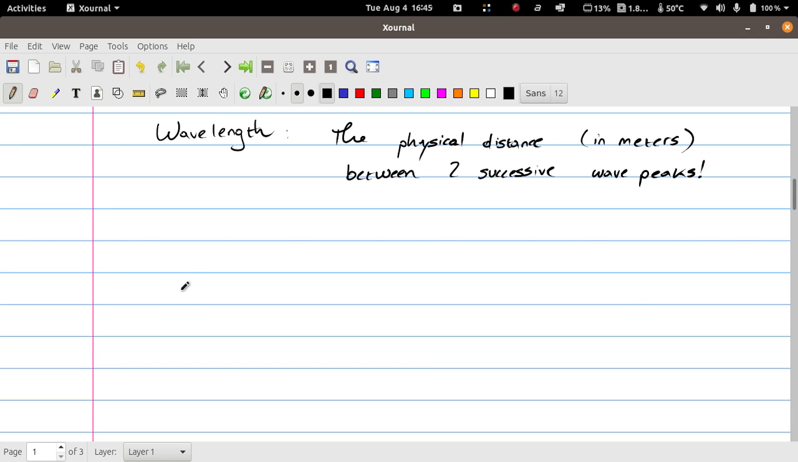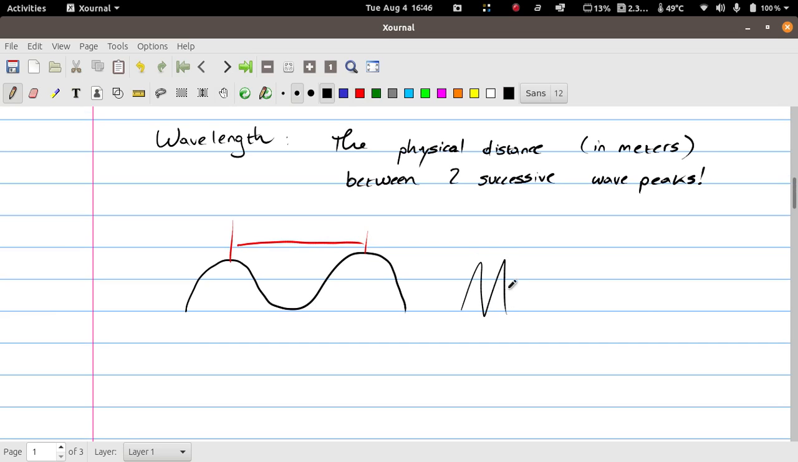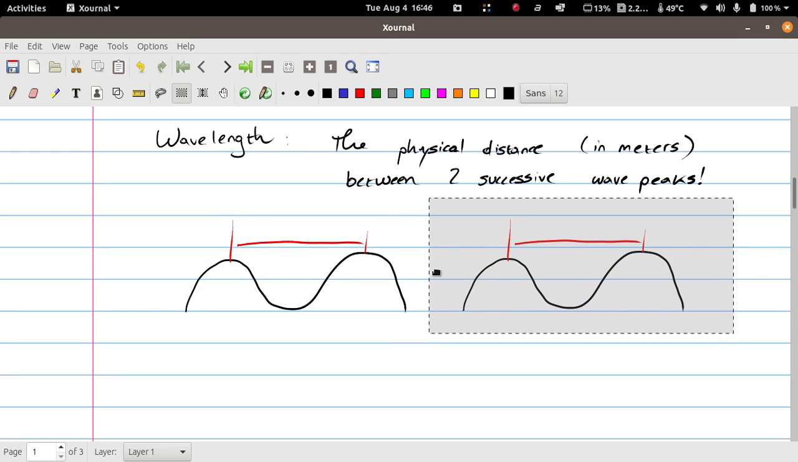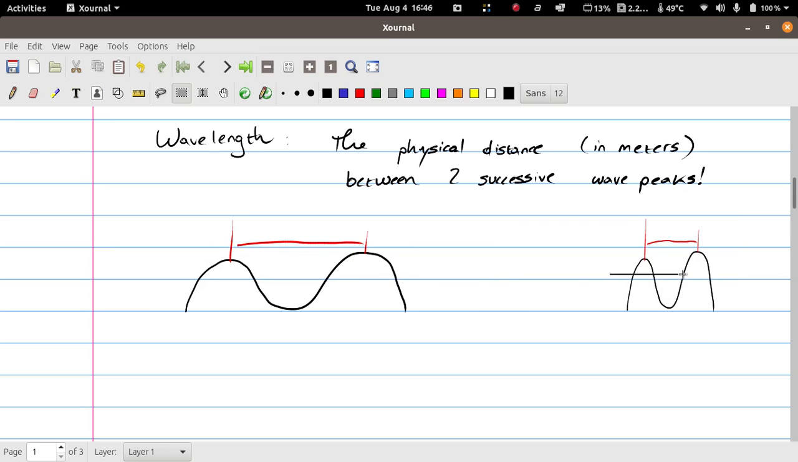So essentially it's like the picture I drew up above where I had this, and you have a wavelength here, or you could have a shorter one. This would also be a wavelength. It's not too complicated, but just so you know, wavelength doesn't mean that it has to be far apart. It can be super, super small.